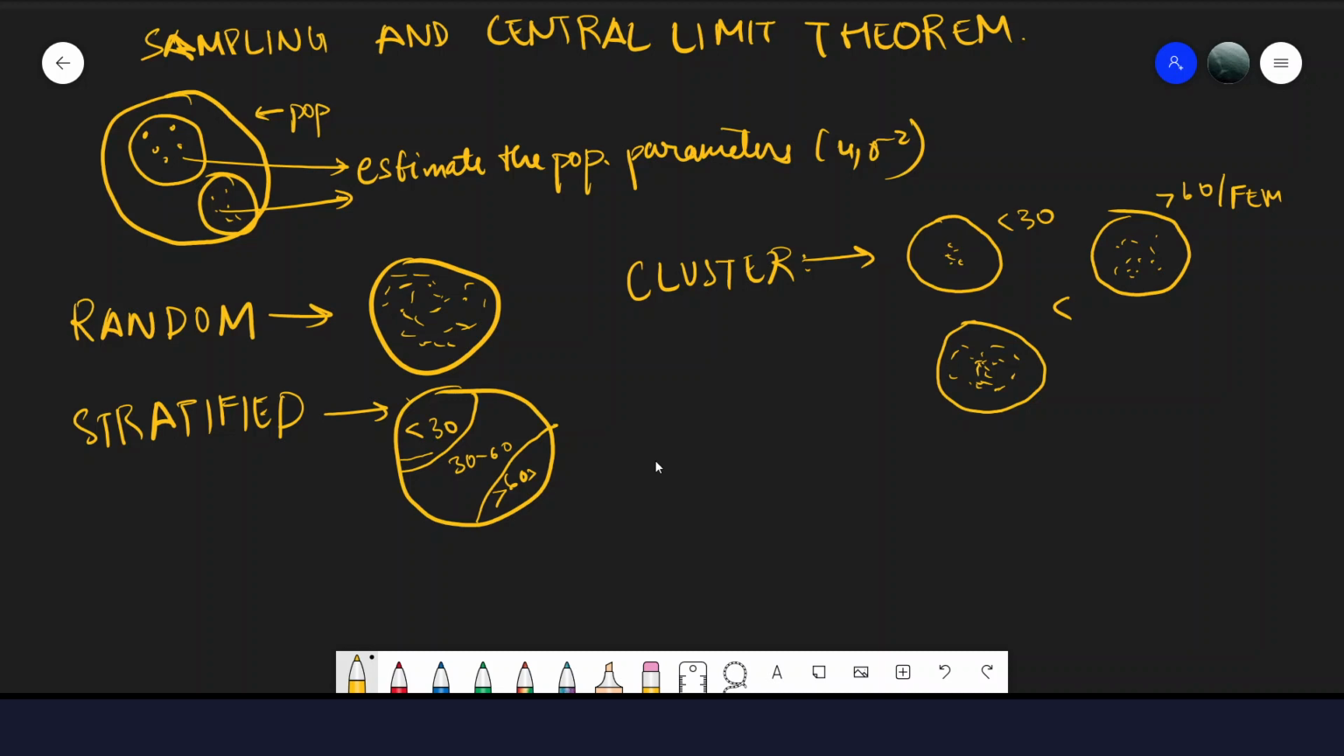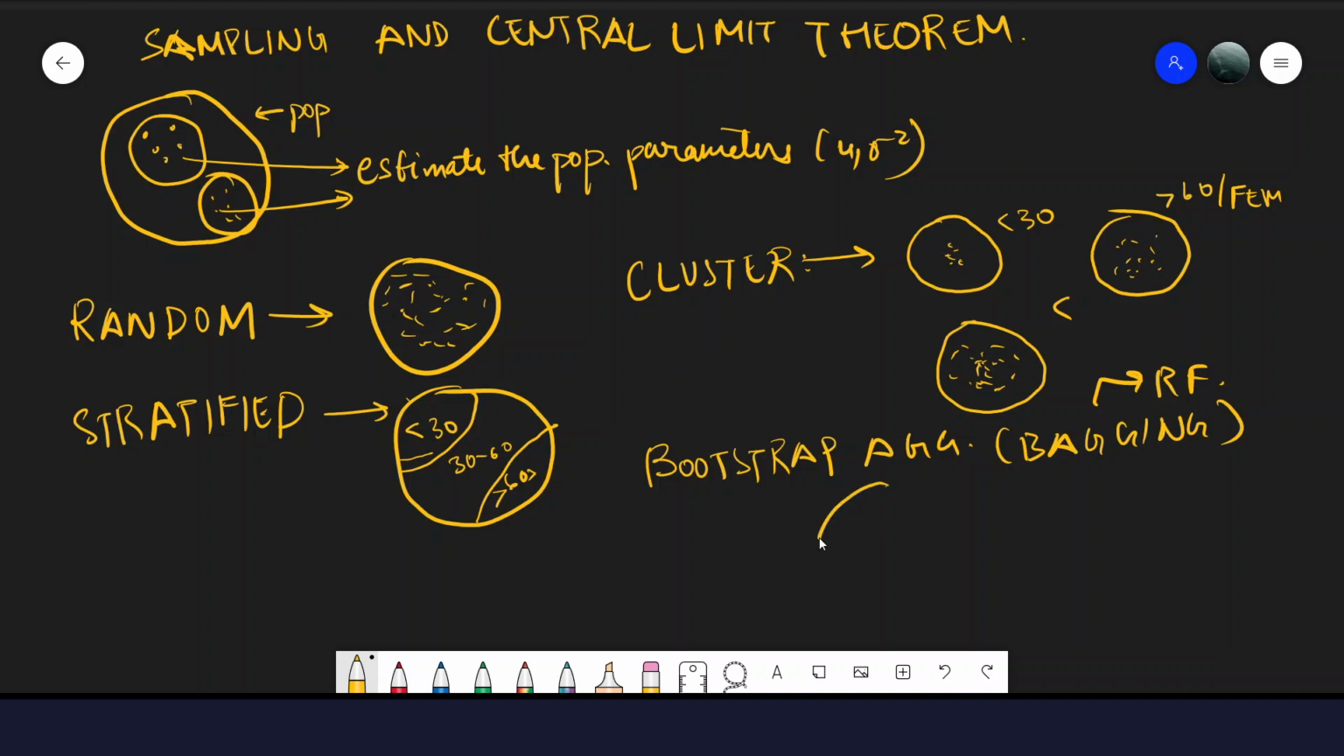The fourth most important sampling technique is called bootstrap aggregating. Bootstrap aggregating, also known as bagging, is actually very important because it's used in a machine learning algorithm called the random forest algorithm.